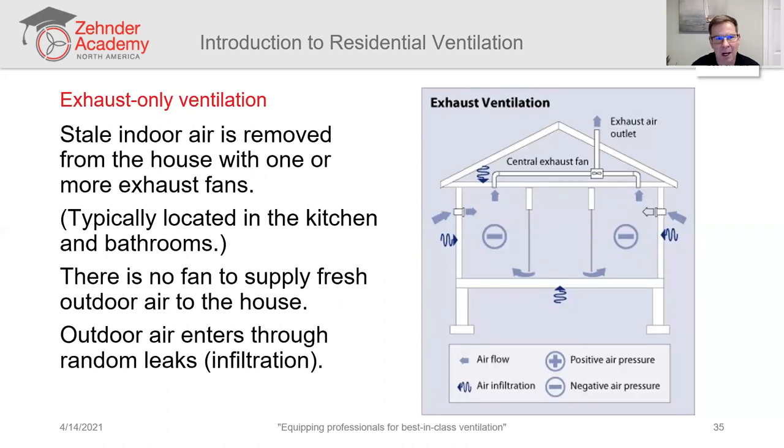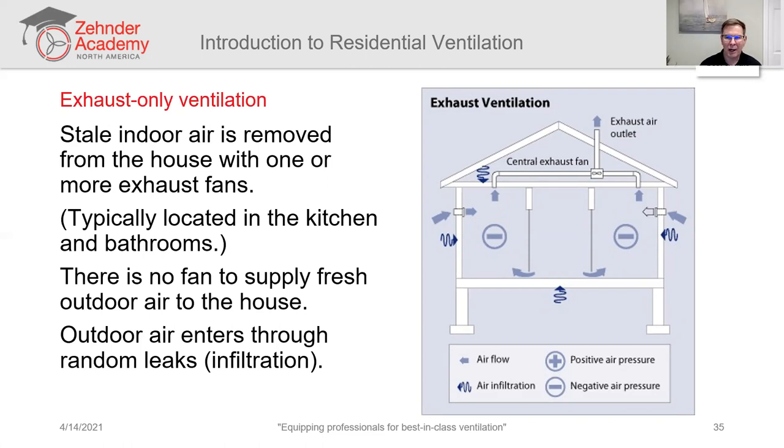Exhaust only ventilation. Exhaust only ventilation uses a fan or multiple fans, and it uses them only in exhaust mode. So they're simply pulling air out of the house and delivering it to the outdoors. So those are the only fans. The fans are depressurizing the house. Typically, when you're doing exhaust ventilation only, these fans are located in the kitchen for the vent hood and in the bathrooms, the bathroom exhaust fans. There's no fan that is supplying fresh outdoor air to the house. So that's why we call it exhaust only. You're only running exhaust fans and you're depressurizing the house.